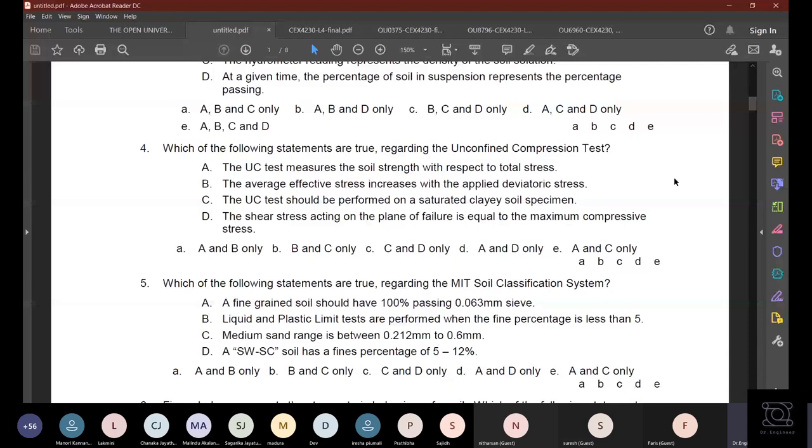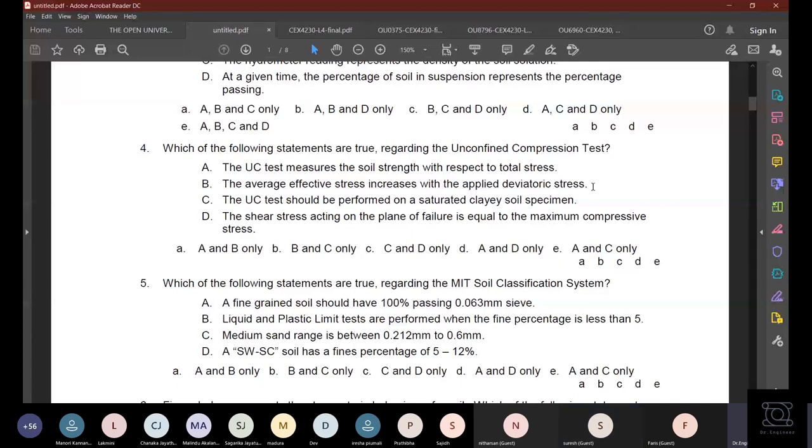Option C states that the UC test should be performed on a saturated clay soil specimen. Yes, obviously, right? It should be performed on a saturated clay soil specimen. I did discuss this elaborately in my previous discussion also, right? If the soil is not saturated, the sample will get consolidated, and sometimes you can't even fail the sample. It might develop strength within itself. If you want further understanding on that, there is around, I think, 15-20 minutes of conversation about this in the previous year's soil discussion video, right? You can follow that there.